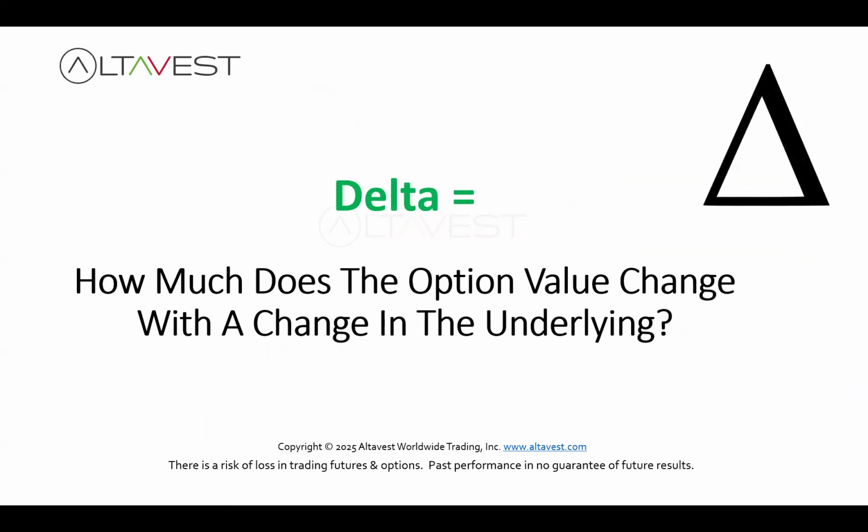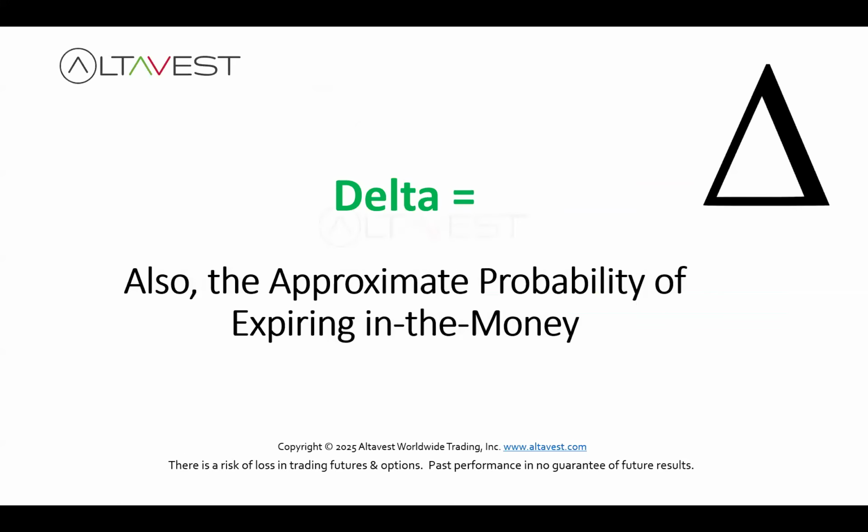So how much does the option value change with a change in the underlying index price? That's really the definition of delta. But option traders look at it as the approximate probability of that option expiring in the money. So that's how we're going to view delta.